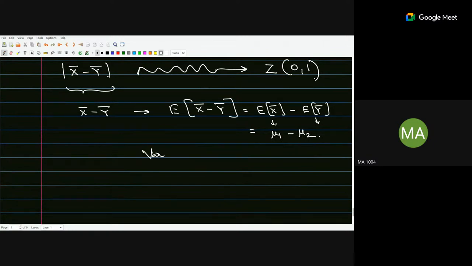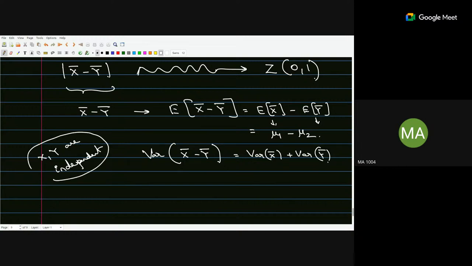Now what is the variance of x bar minus y bar? Can I write variance of x bar plus variance of y bar? I can write this only if x bar and y bar are independent of each other, right? So this condition is required. So let's say that x and y are independent. Let's assume this also for the sake of simplicity. If we assume this, we can write it like this. Now what is the variance of x bar?